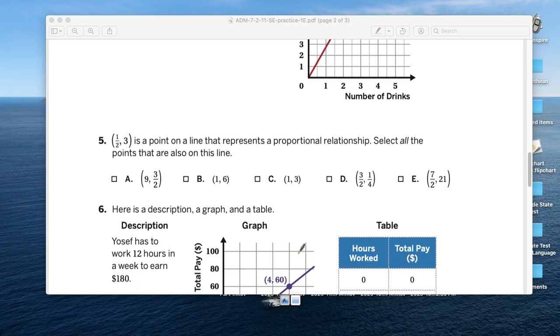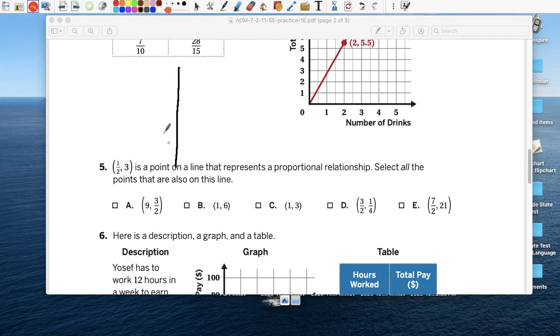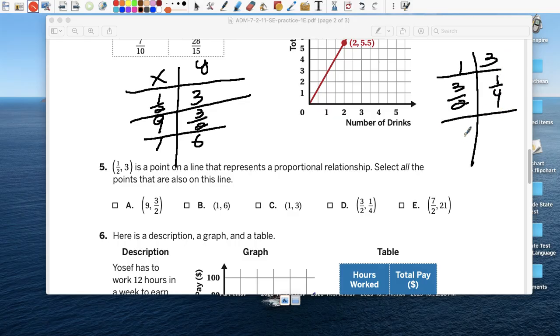3. All right, 3 looks like the question we did in class. Here is a table. I'm going to translate that. X and Y. We have a point X, which is a half, and when I have half of something, I get 3 of something else. That's what that says. So they're asking us, does 9 and 3 over 2 follow the same ratio? Does 1 and 6 follow the same ratio? Let me continue the table here. What about 1 and 3? 3 over 2 and 1 over 4, is that the same ratio between y and x? And then the last one, 7 over 2 and 21.